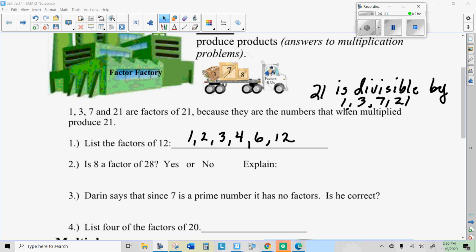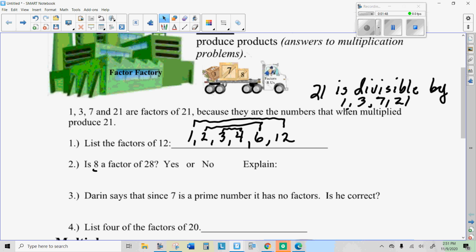One thing I'll say is that factors almost always come in pairs. So if you list 1, you think of what number times 1 equals 12. If you think 2, then you think what number times 2 is 12. If you say 3, then you say what number times 3 is 12. And so factors are usually in pairs, unless it's a perfect square number. We'll probably get to that.